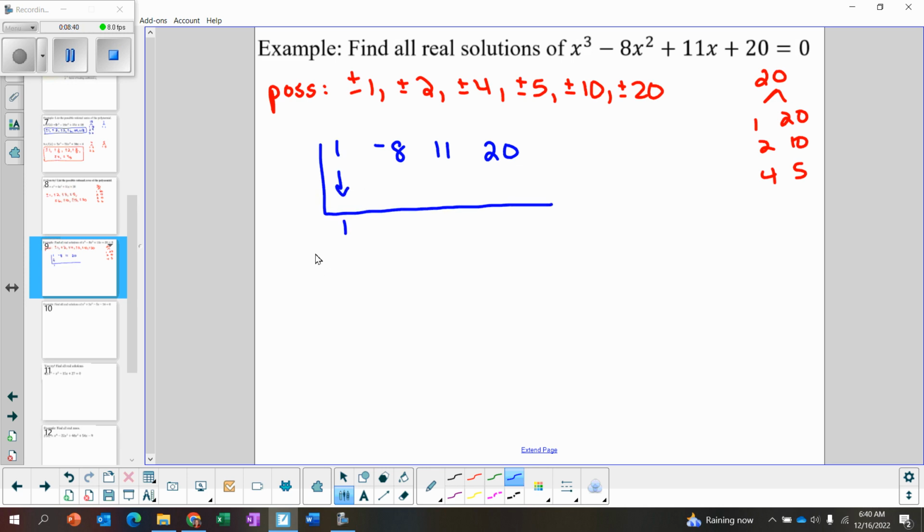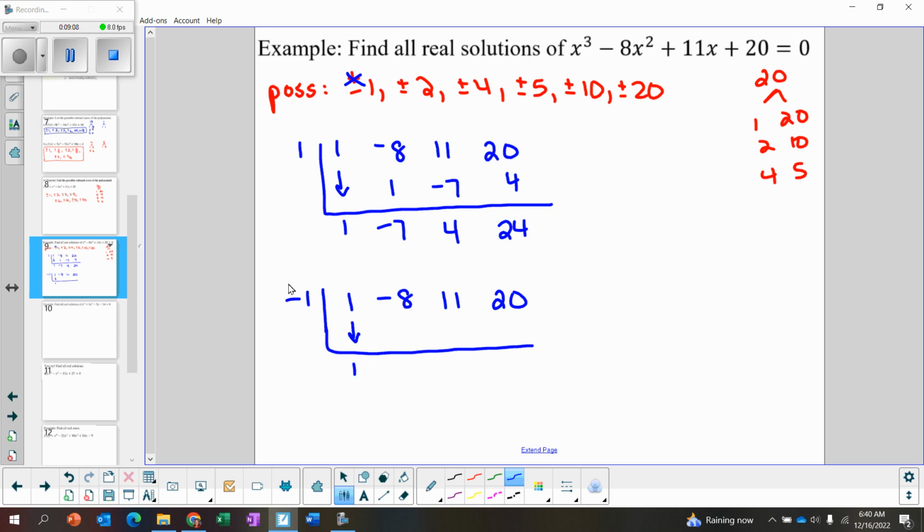And let's say we start with a positive 1. So 1 times 1 is 1, so we get negative 7. 1 times negative 7, we get 4, and that's 24. So that means positive 1 did not work. So next I would move on to negative 1. So we have negative 1 is negative 9 there, that's positive 9, positive 20, negative 20 is 0. So negative 1, x equals negative 1 is one of my solutions.